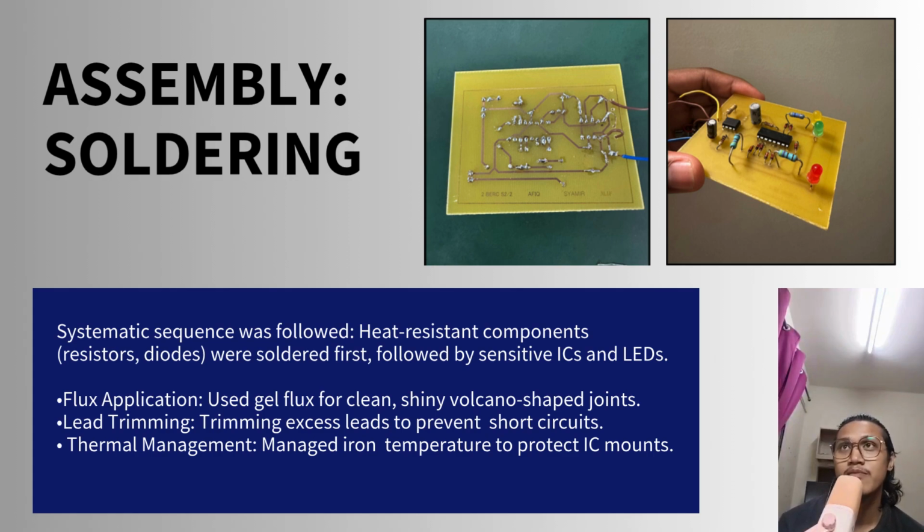Hi, my name is Muhammad Arifin. So I'm going to present about the assembly process. During this assembly process, we soldered all the components in schematic order. But first, we soldered the sensitive components such as IC and LED. After we soldered all the sensitive components, then we soldered the components that are heat resistant, like resistors, diodes, and so on.